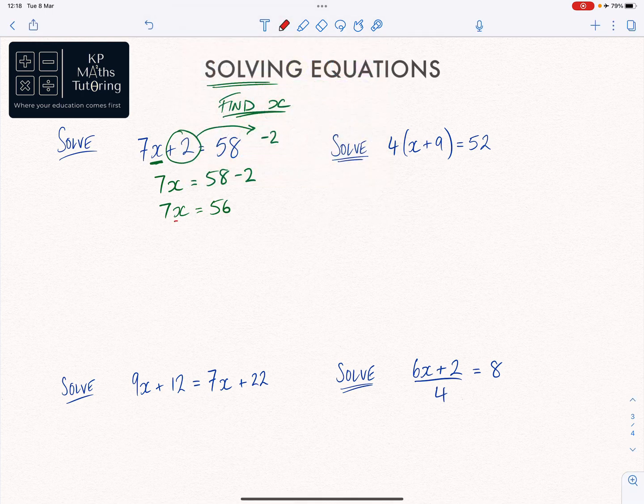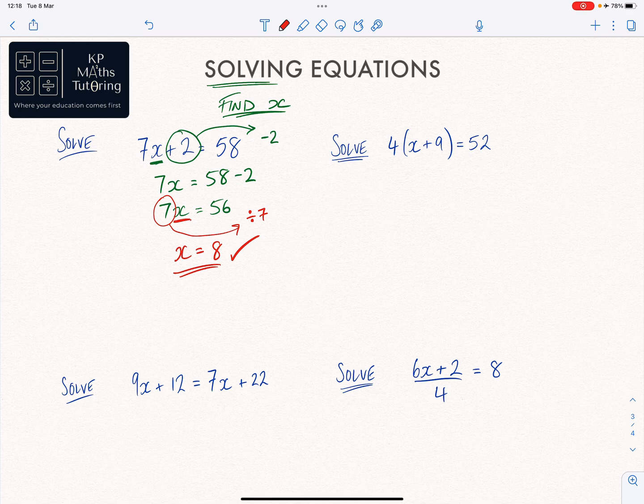From here, I'm still trying to get x on its own. So this 7 now needs to be removed. And because it's 7 times x on that left-hand side, when I move it over the equal sign, it moves to the opposite. And the opposite of times is divide. So you do divided by 7. So x is equal to 56 divided by 7, which is 8, and that is your answer.